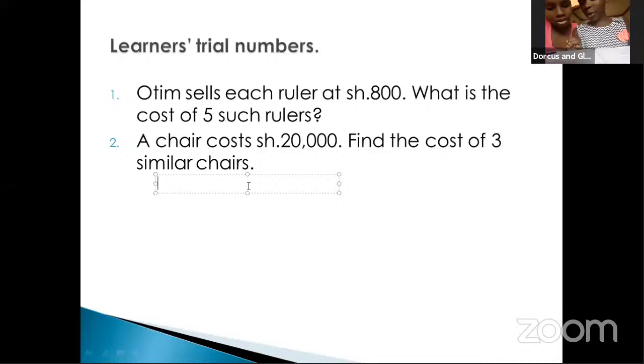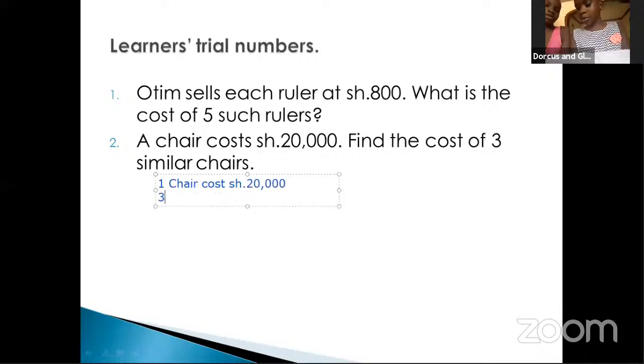One chair costs 20,000 shillings. 3 chairs cost 20,000 shillings times 3. 0 times 3 equals 0. 0 times 3 equals 0. 0 times 3 equals 0. 3 times 2 equals 6. 3 chairs cost 60,000 shillings.